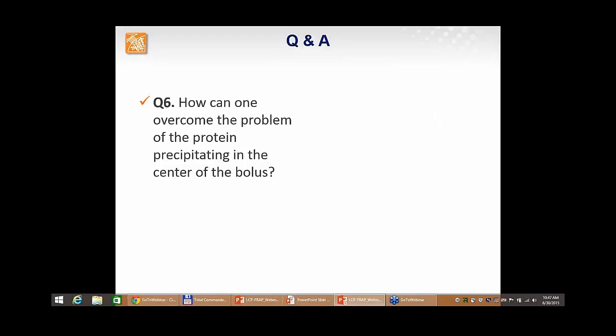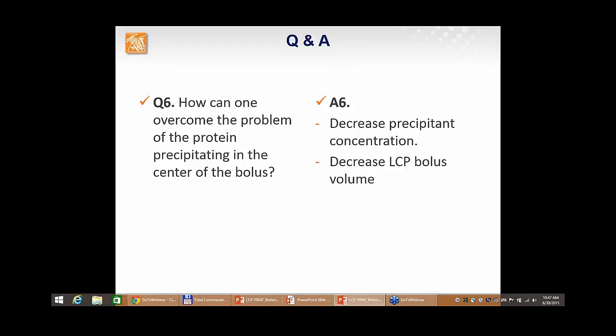Question number 6. How can one overcome the problem of the protein precipitating in the center of the bolus? So that was the example that I showed you earlier when the protein can precipitate in the middle. What you can do is decrease precipitant concentration. In that case, your dehydration in the middle of the droplet will be less and protein may not precipitate. You can also decrease the volume of the bolus. In that case, the gradients will be also lower, so the dehydration will not be as severe and protein may not precipitate.